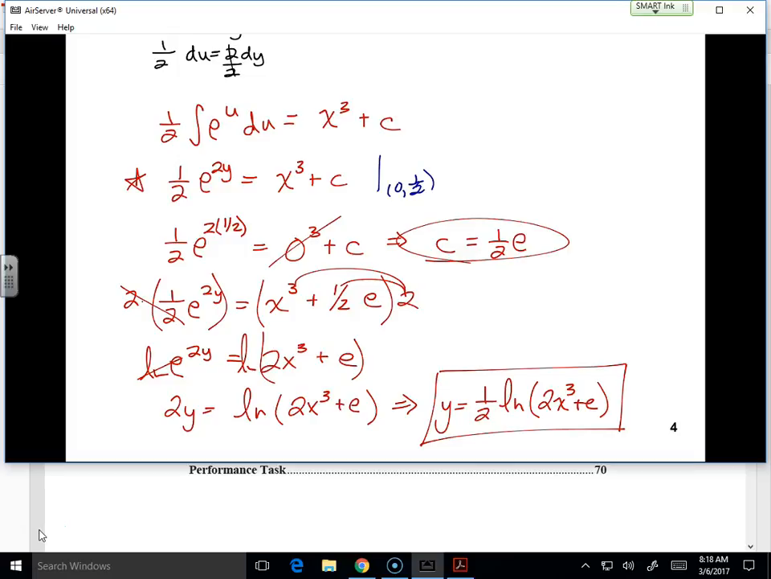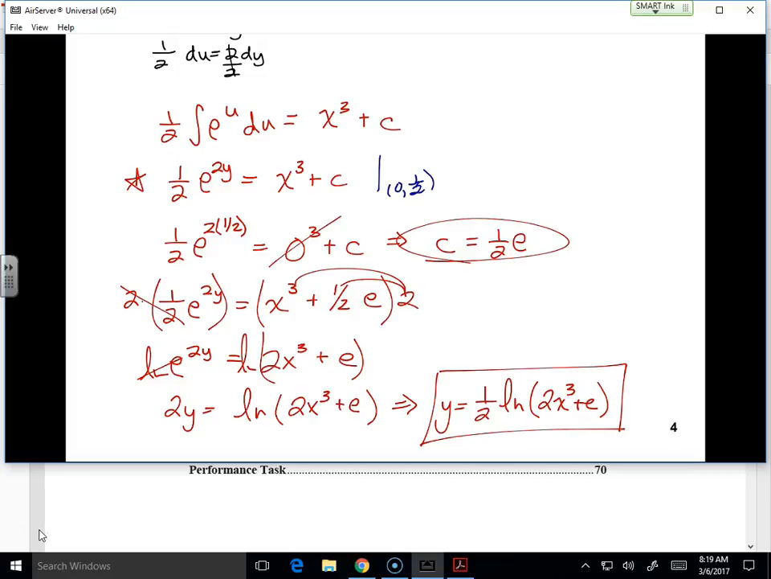So if you just found y first, then when you plugged in, you would have found c to be e, because I bet the plus c would have been in that e spot. Does that make sense? Yeah, so it would have worked either way. Just your c would have been different, but the end game, or the final equation, would have been the same.